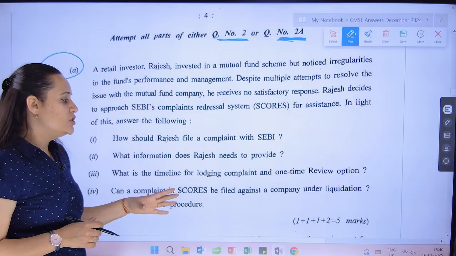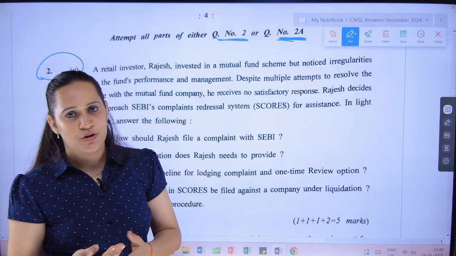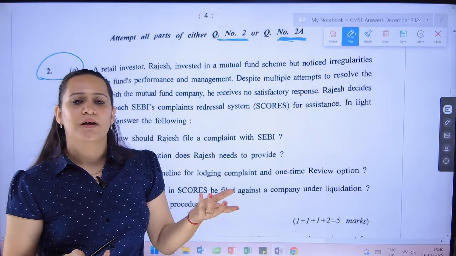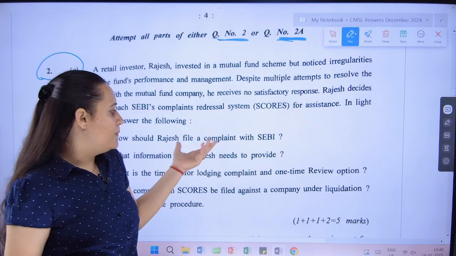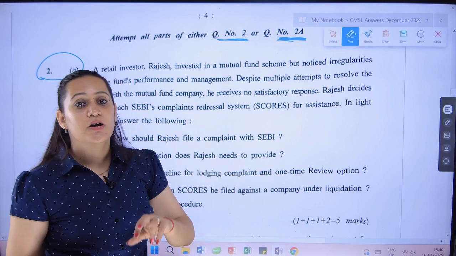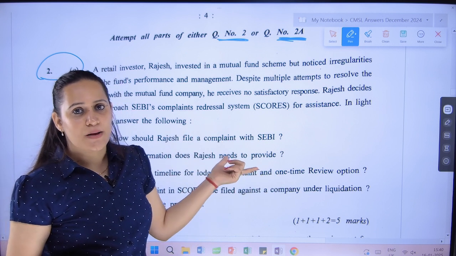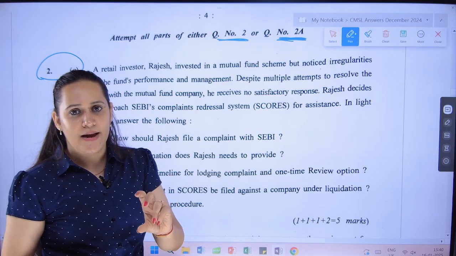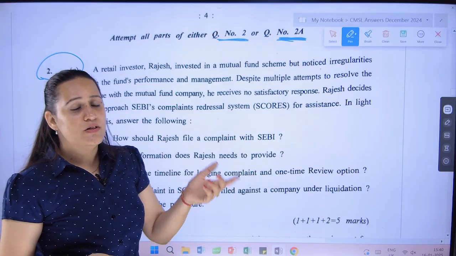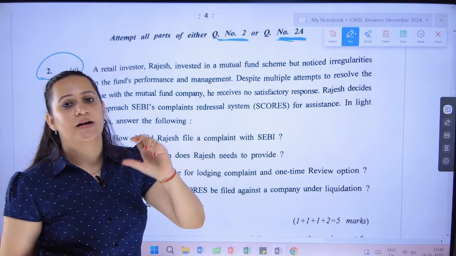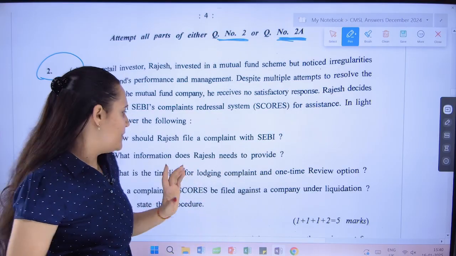What is the timeline for lodging a complaint and the one-time review option? Again, within 1 year of the cause of action, you are required to raise a complaint. If the 1 year period has elapsed, the SCORES mechanism will not permit you to file a complaint. The one-time review option is after your complaint has been resolved in the SCORES mechanism: you have a 15 days timeline. If you are not happy with the resolution provided even on the SCORES mechanism, within 15 days of getting a reply, you can apply for review of the answer or solution provided.